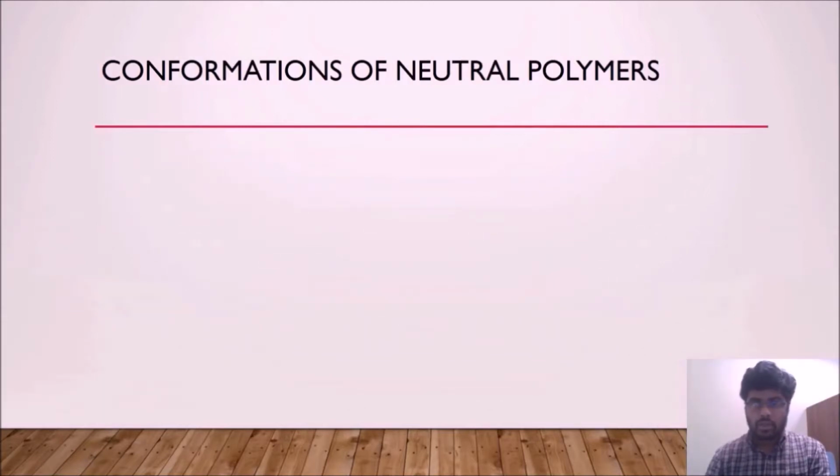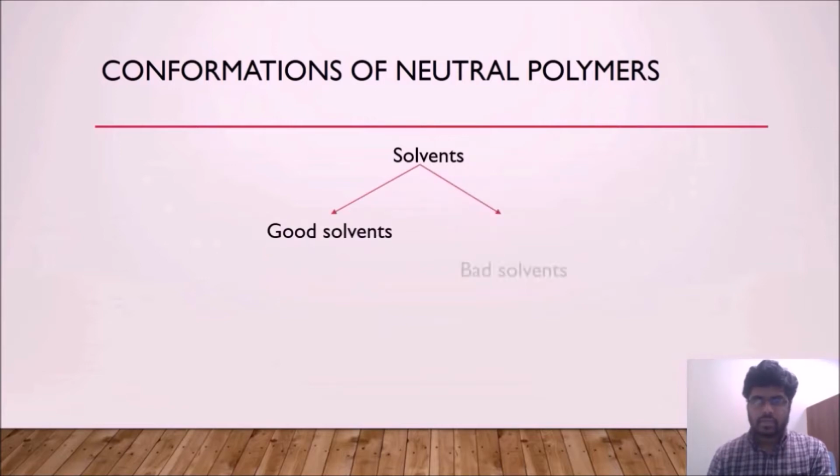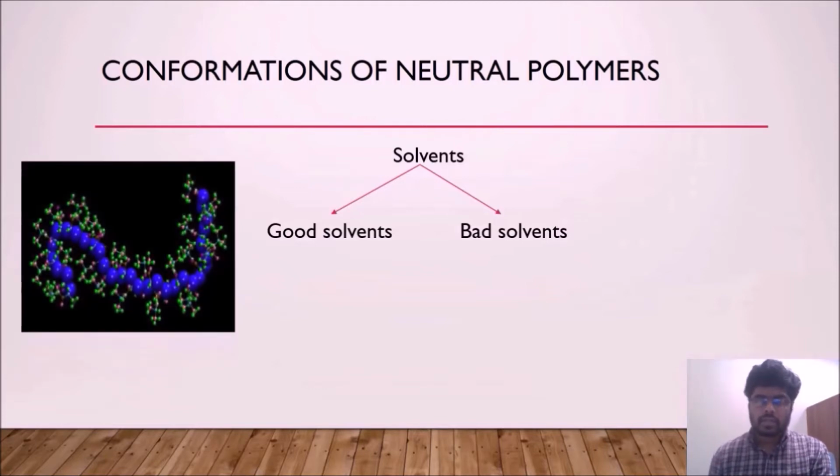Before talking about polyelectrolyte chain dynamics, we look into how neutral polymers behave with different kinds of solvents. Generally, solvents can be categorized into two types, good and bad. As the simple name suggests, when you mix a polymer in a good solvent, polymer-solvent interactions dominate. If you consider the other type of solvent, polymer-polymer interactions dominate and hence the solvent is called a bad solvent.